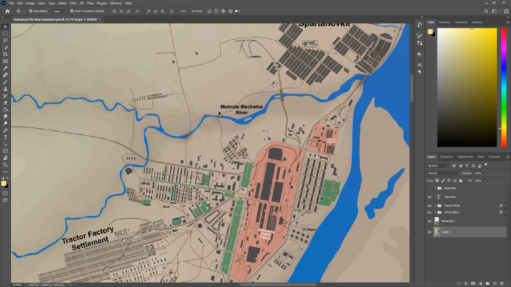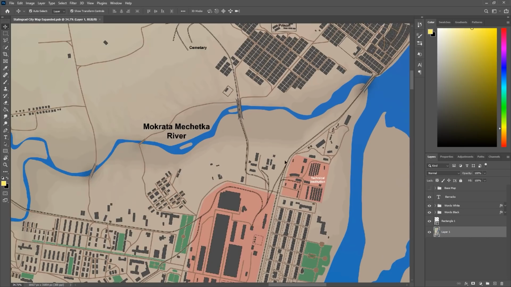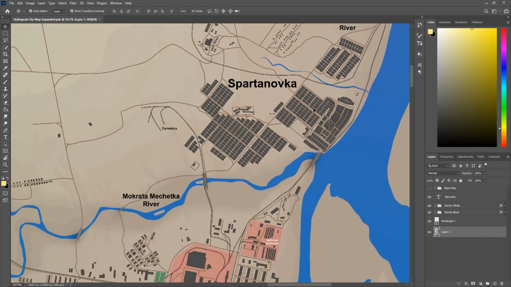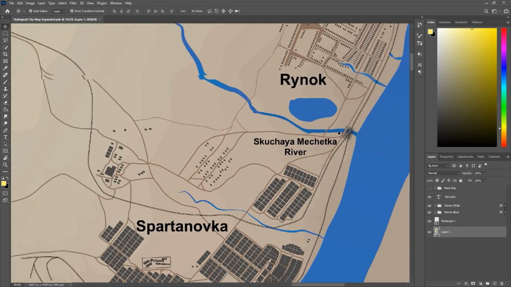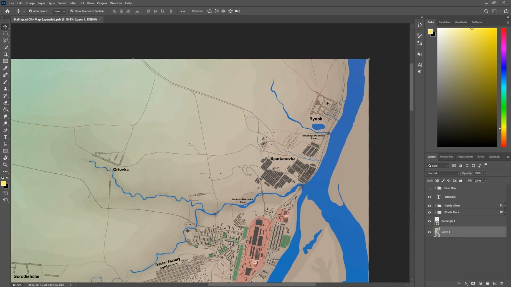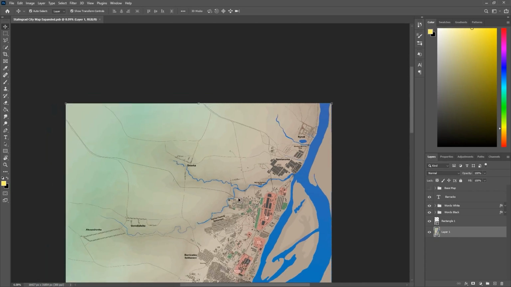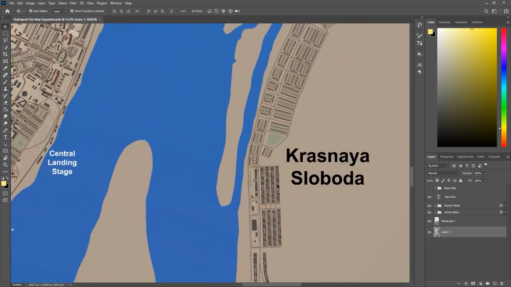Then you get to the Mokrata Mechatka River. I will pronounce it right in the series, don't worry. Spartanovka even. And then finally Renok. Renok wasn't on the original map. I had to add that in as well, using aerial photographs, I gave them to Terry. And as I say, Orlovka I think is over here. And Krasnaya Sloboda looks okay. I think that's about right.